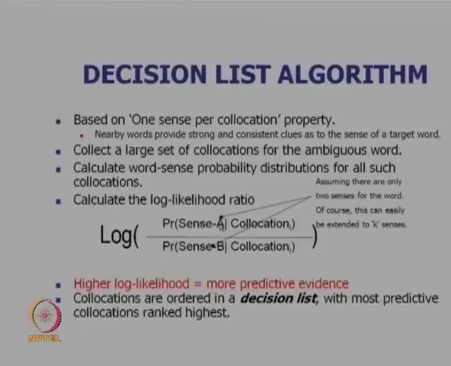Now, if the probability of sense A is smaller than the probability of sense B, then we will have a number less than 1 and the log of that number will be negative, otherwise it will be positive. So, the higher the log likelihood, the more is the predictive evidence. Collocations are ordered in a decision list with the most predictive collocations ranked the highest.